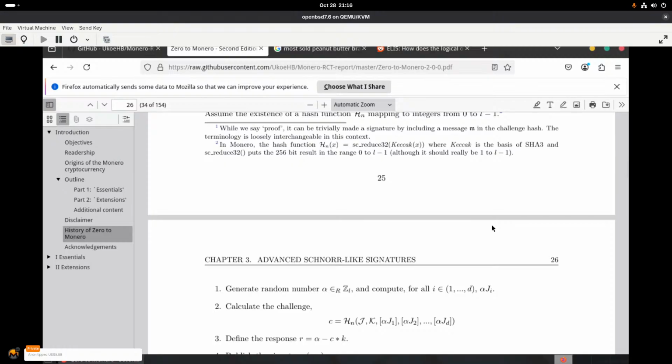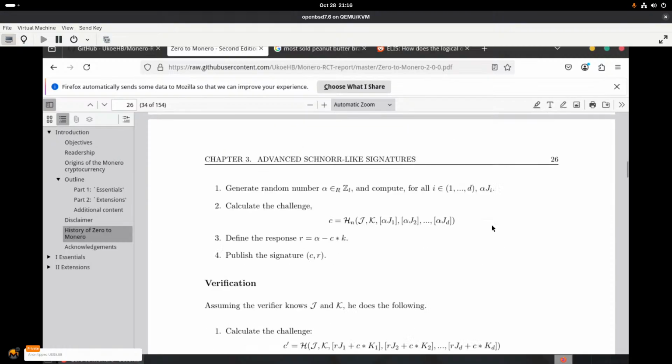Chapter 3, Advanced Schnorr-like signatures. Generate a random number x in Zl and compute xJi for all i, that is, xJ1 through xJD. Calculate the challenge c equals Hn of J, K, xJ1, xJ2, through xJD. Define the response r equals x minus c times k. Publish the signature (c, r).